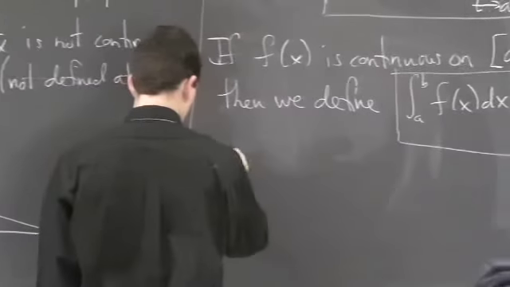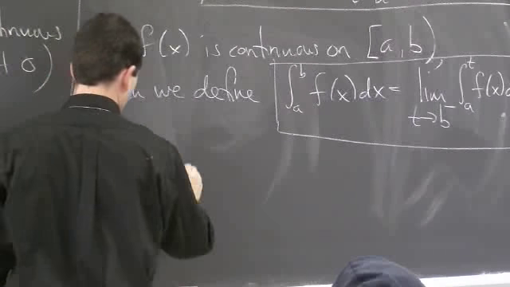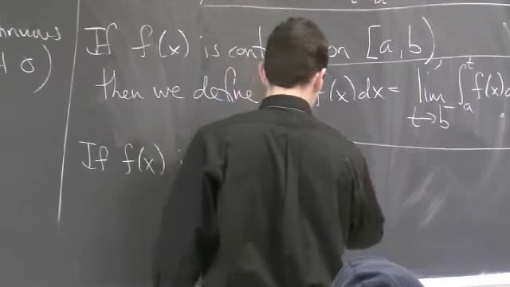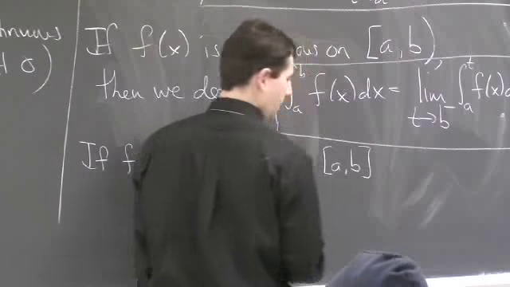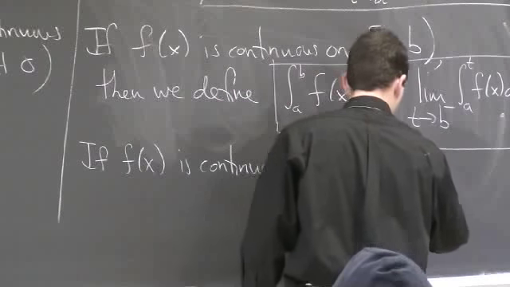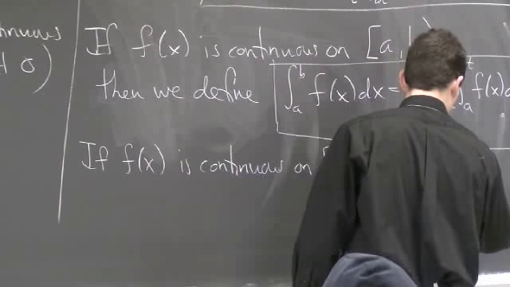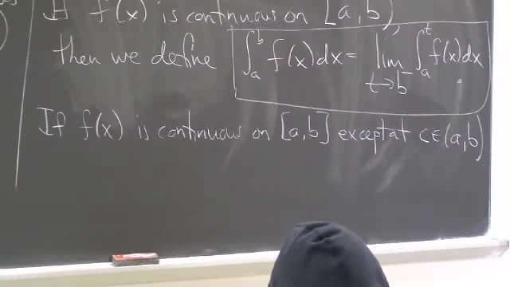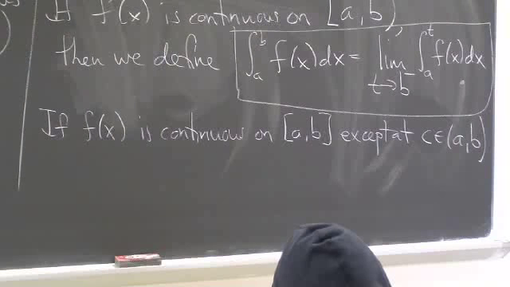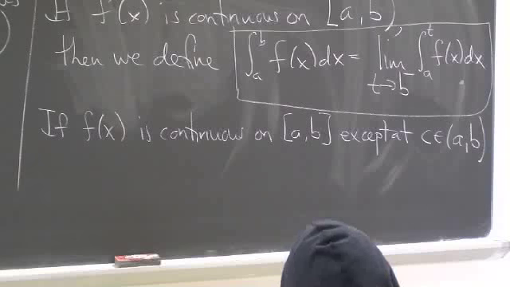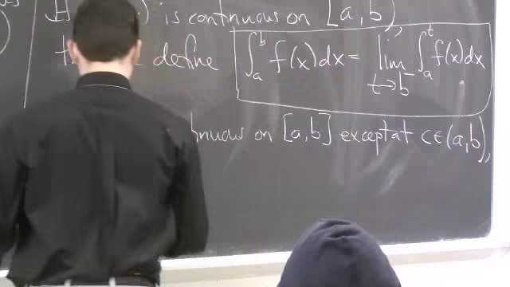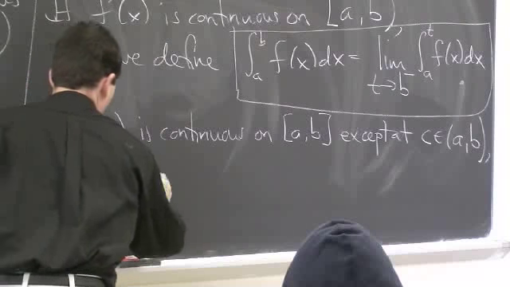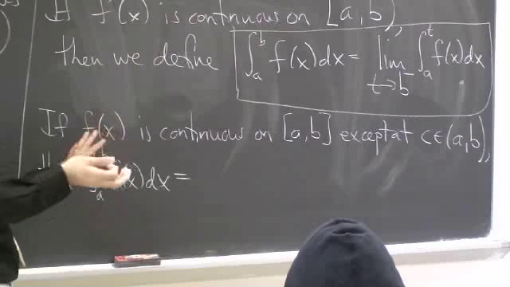So if, say, f of x is continuous on the interval a b, except at some c, which is somewhere in the middle, not one of the endpoints. So it's continuous at every single point except one. Then the integral from a to b of f of x dx, well, we just break it up into two integrals.